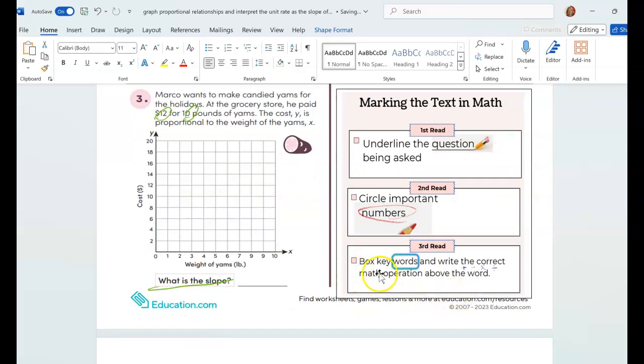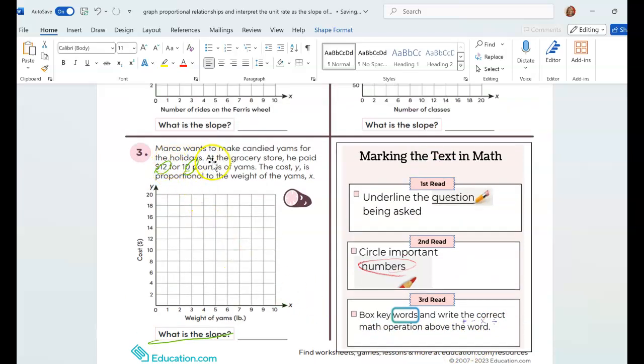Third read, box keywords and write the correct math operation above the word. Marco wants to make candied yams for the holidays. At the grocery store, he paid $12 for 10 pounds of yams. The cost Y is proportional. Proportional needs to be boxed. Cost Y, and then weight of yams, X. And proportional means the line goes through the point of origin.